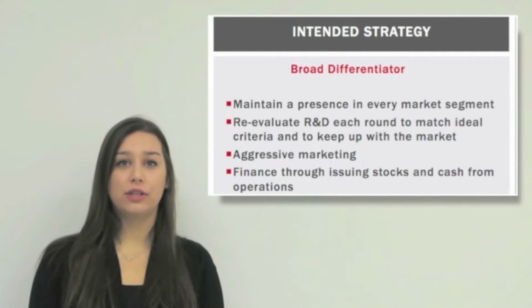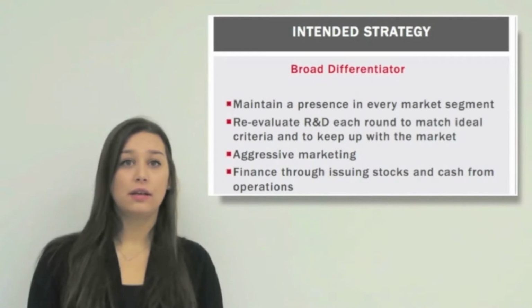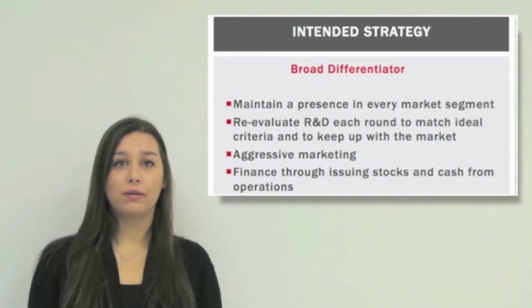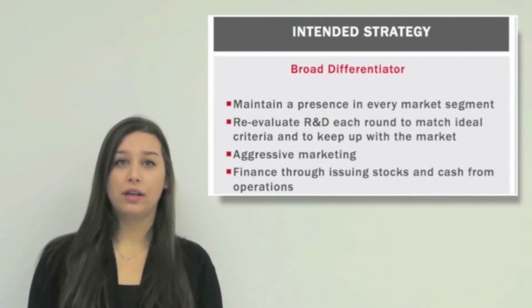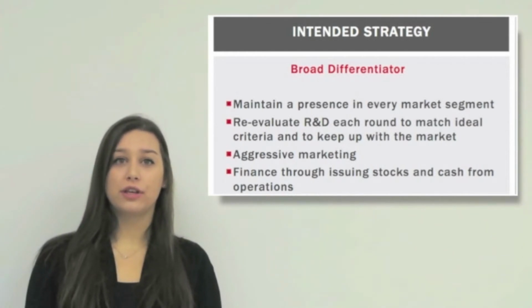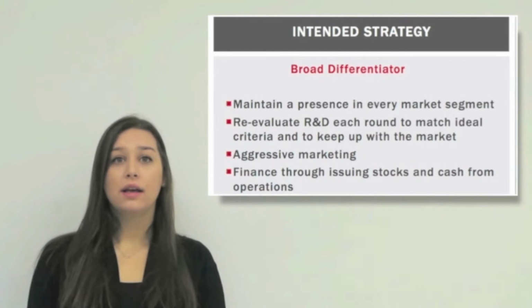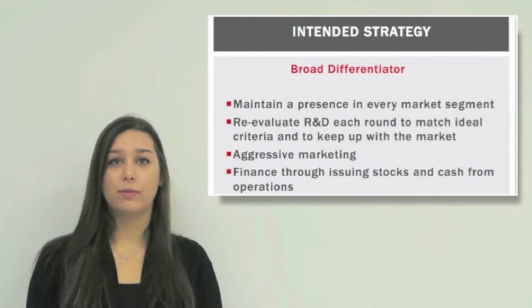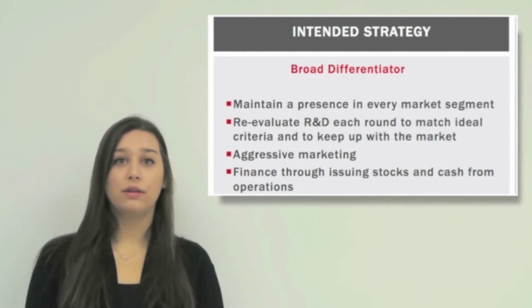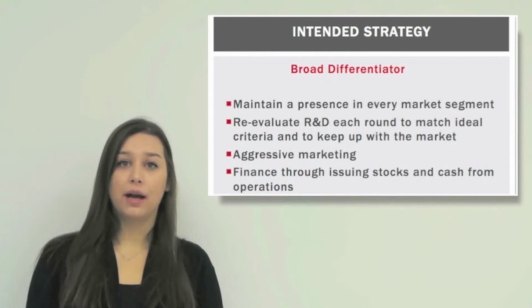Another feature of broad differentiation is continually ensuring that your products are up to date in order to maintain differentiation. To do this, we intended to continually reevaluate research and development by observing market trends, taking drift rates into account, and offering customers products that match their preferences. A third aspect of a broad differentiator strategy is to aggressively market your products in order to showcase the value of our products to the consumer. The final main aspect of a broad differentiator strategy is financing through the issuing of stock and cash from operations. We intended not to issue debt, but rather we intended to depend on cash from operations and through stocks.